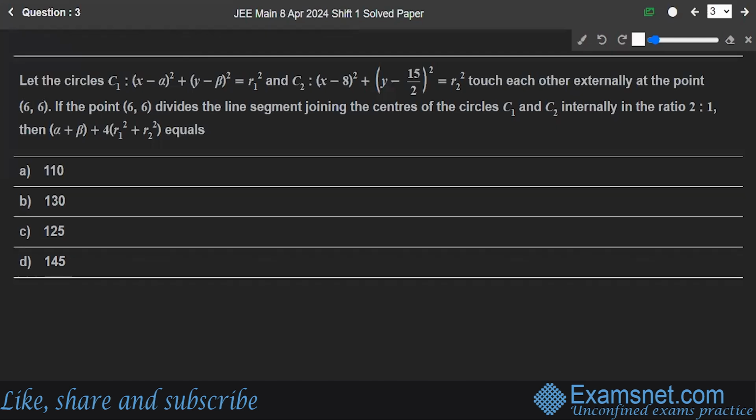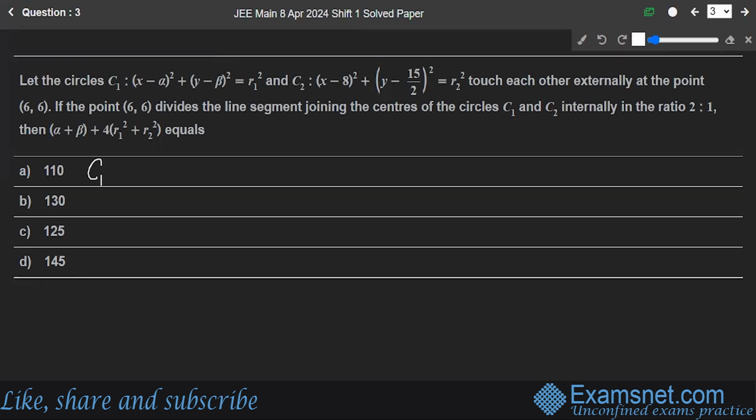Question number 3: let the circles C1 and C2, these two circles, look at them carefully, touch each other externally at the point (6, 6). If this point divides the line segment joining the centers of C1 and C2 in the ratio 2:1, what is this value equal to?